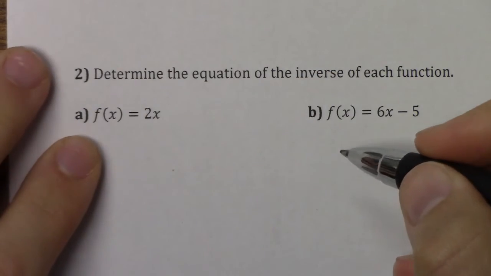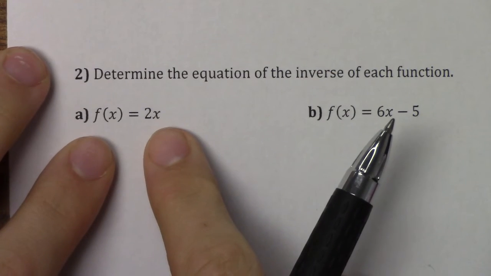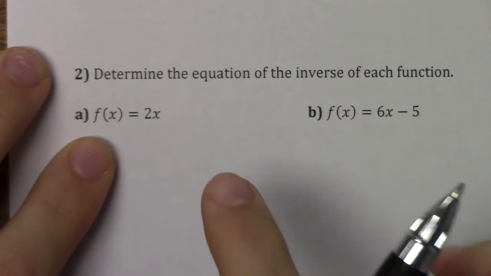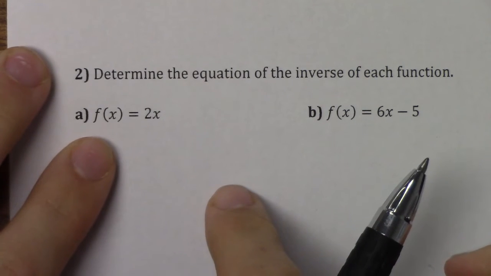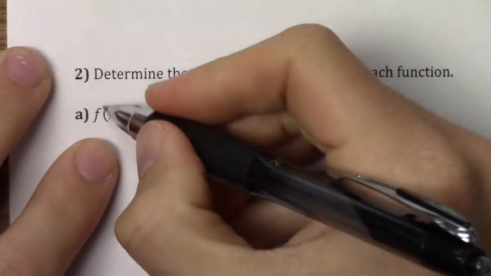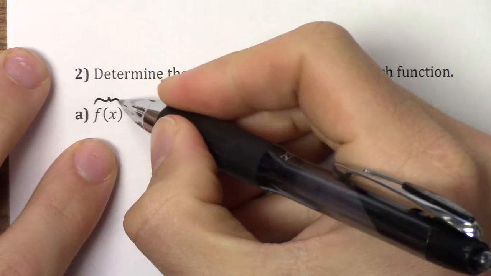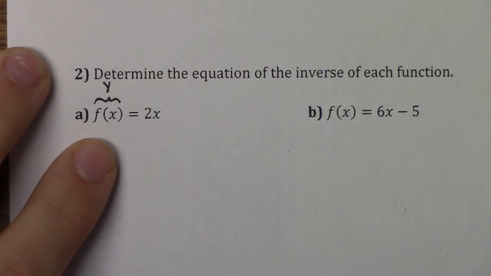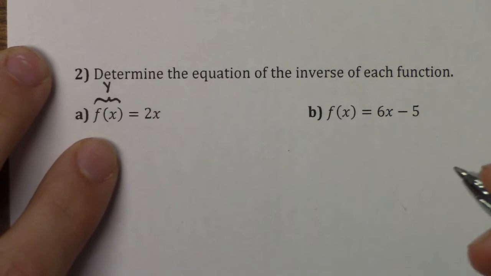Essentially, what we want to do is this. We want to switch our input and our output. Our x and our y want to switch spots. So that's what we're going to do. We are going to switch our x and our y. Now realize right now that f of x, that whole thing, is your y. The other thing I want you to realize is once we switch them, we need to recognize that we are now dealing with the inverse.